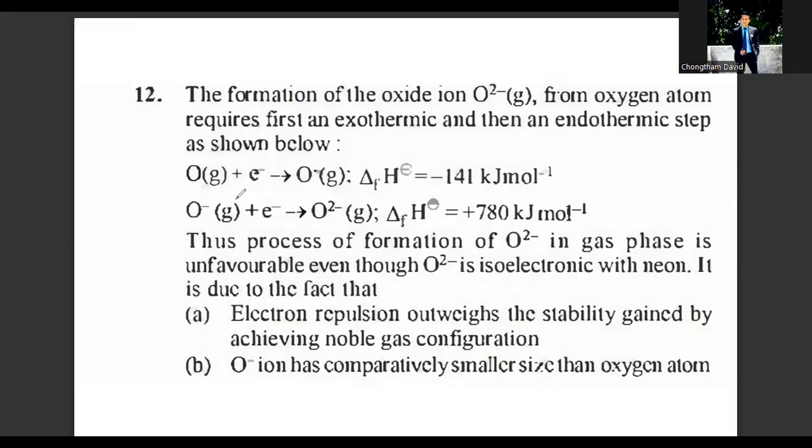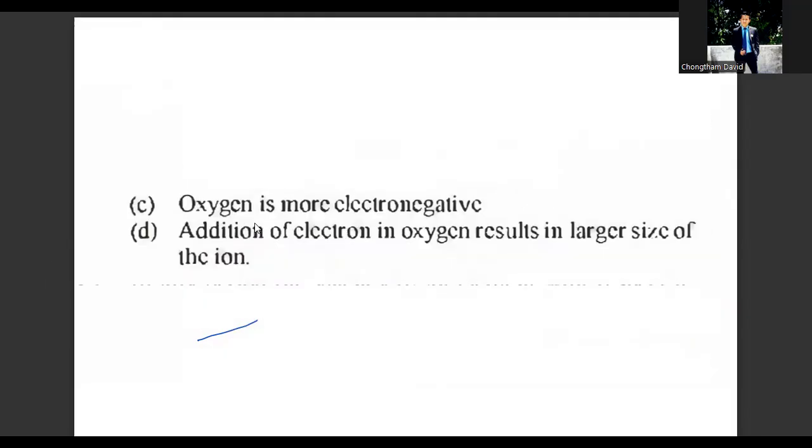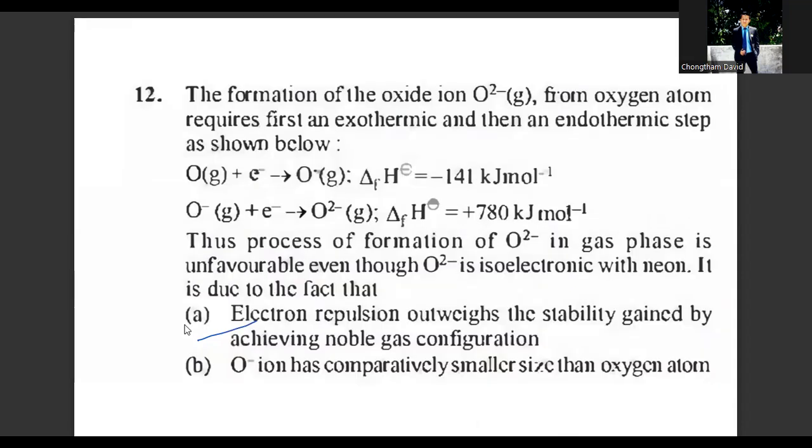So what happens? The electron repulsion outweighs the stability gained by achieving the noble gas configuration. So A would be the answer for question number 12. I will show you the remaining options. Oxygen is more electronegative, this is wrong. Then addition of an electron in oxygen results in a larger size of the ion. This would also be incorrect. So A would be the right answer for question number 12.